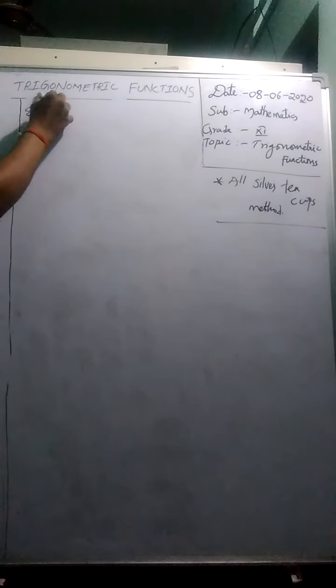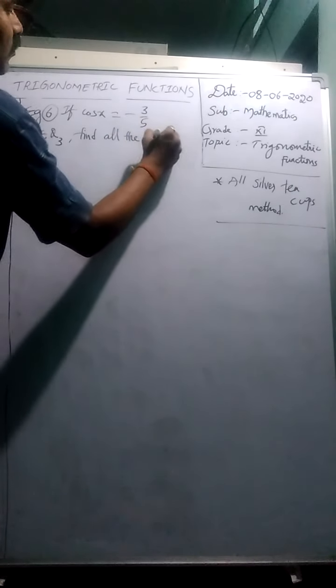Now let us discuss a few problems based on this. Example 6. If cos x is minus 3 by 5 and x belongs to Q3, I mean the third quadrant, then find all other 5 trigonometric ratios.